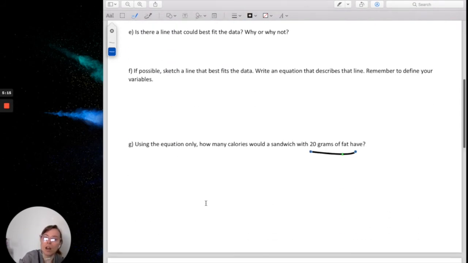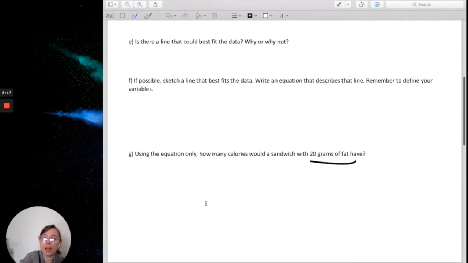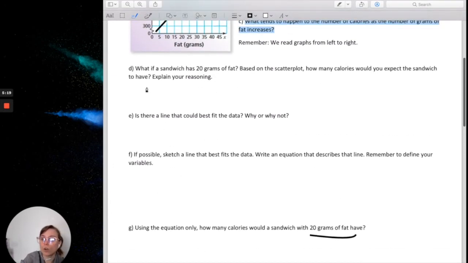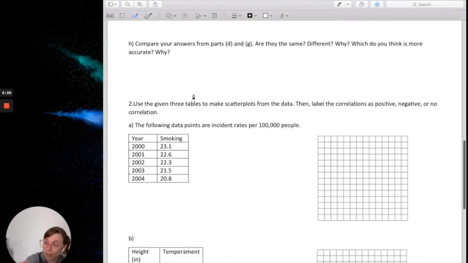And then moving on, compare your answers D and G. What was your assumption from just looking at the graph? What was your prediction? And then on G, what was your actual mathematically proved answer? Comparing those, are they the same? Because sometimes they actually are the same. Are they different? And why? And which do you think is more accurate? Do you think your eyeball looking at it is more accurate because you saw the whole pattern at once? Or do you think your line is more accurate because it's going through the middle of the data? There's no right answer as long as you back it up mathematically with logic and reasoning.